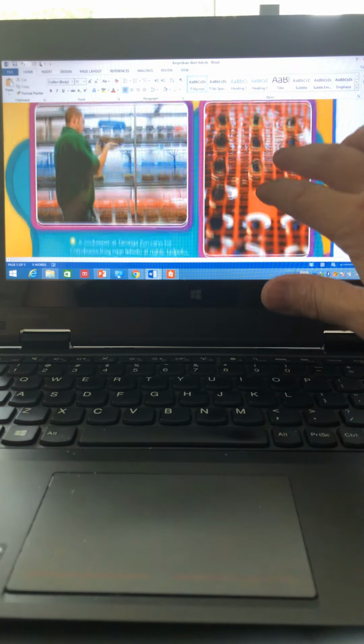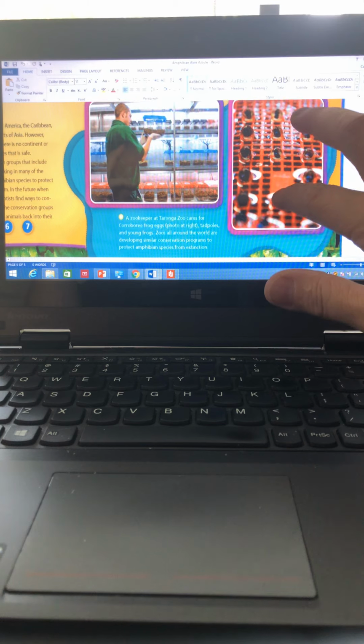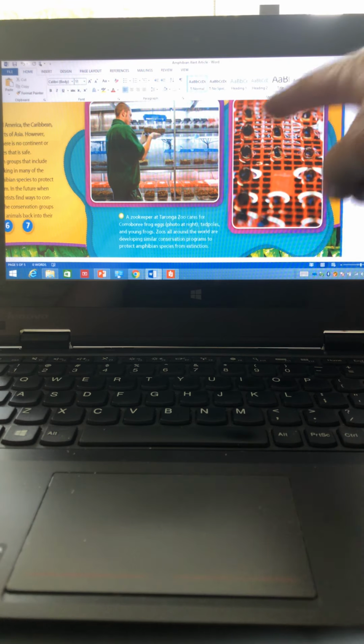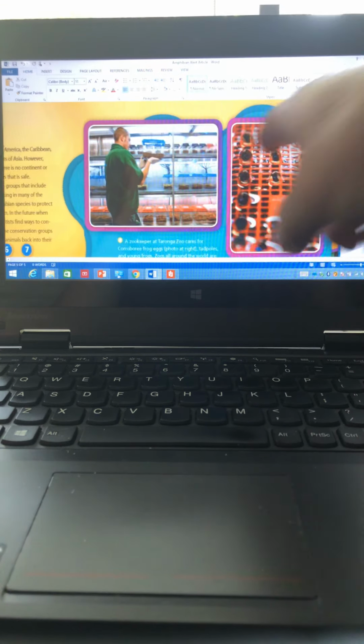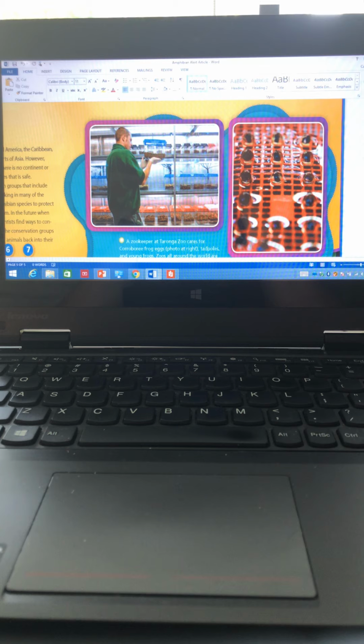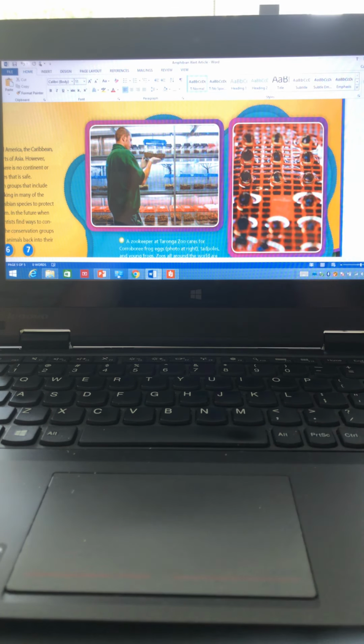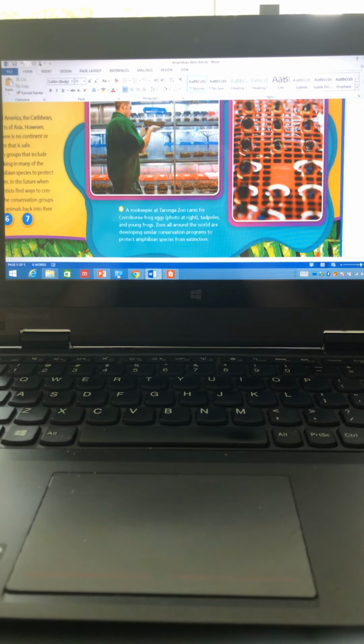Then at the bottom we have some visual features. We have the man in the green shirt holding the tanks with a bunch of different tanks behind him. Then beside him we have this little thing that looks like some kind of plastic or rubber tray with these little jelly-looking balls or spheres on them. The text feature is the caption. A zookeeper at Taronga Zoo cares for Corroboree frog eggs. Photo on the right. Tadpoles and young frogs.